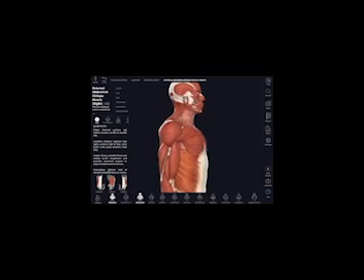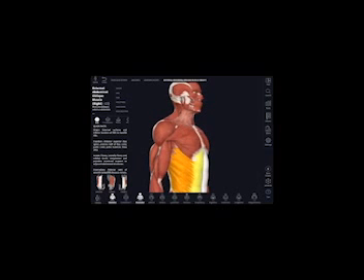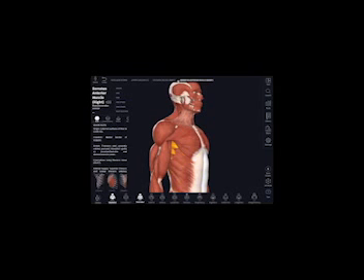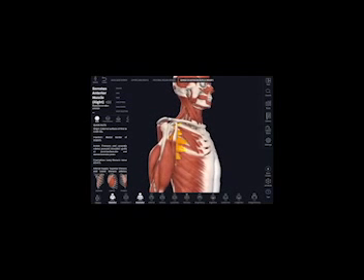Protraction is when the scapula moves away from the spine. Just like when you try to punch a wall, or reach forward to grab something, the scapula has to move away from the spine and anteriorly. The primary mover for that is the serratus anterior, which is this muscle right here.